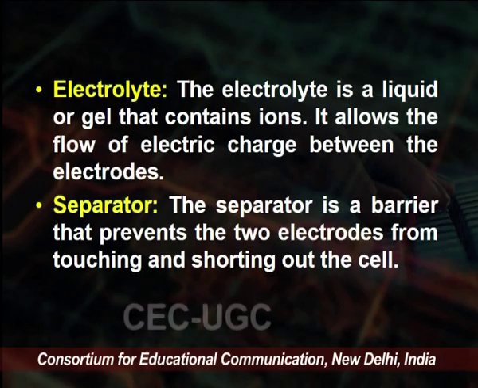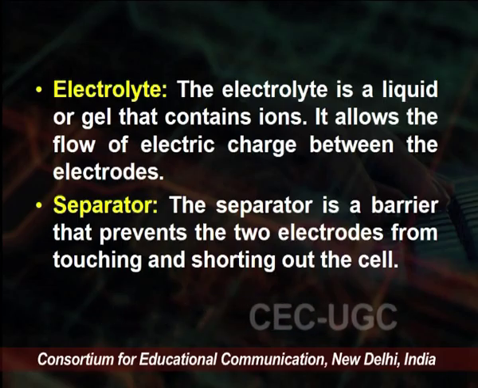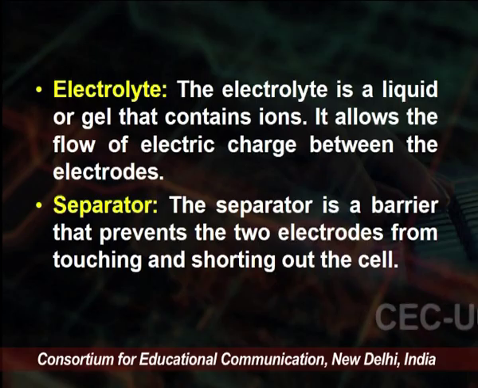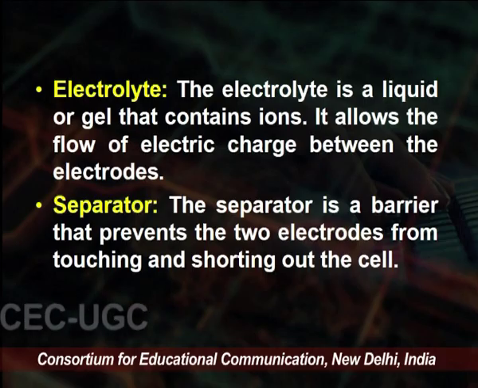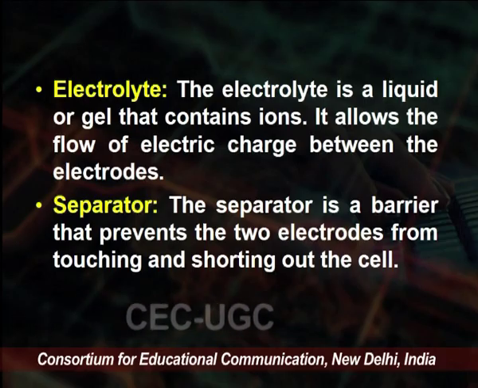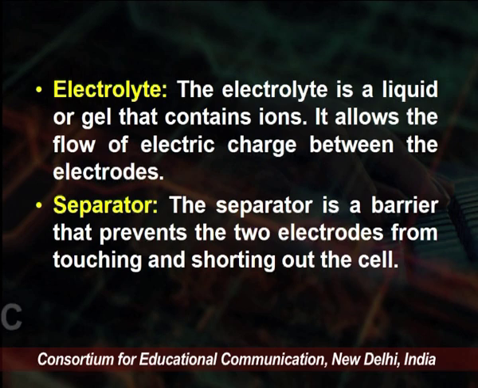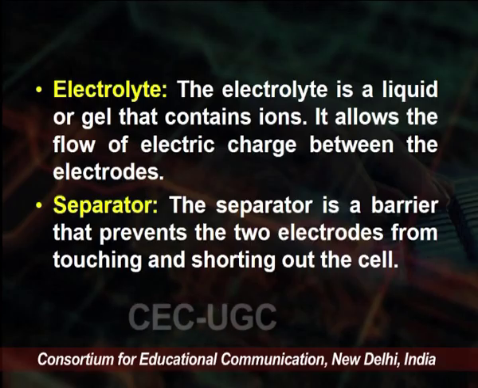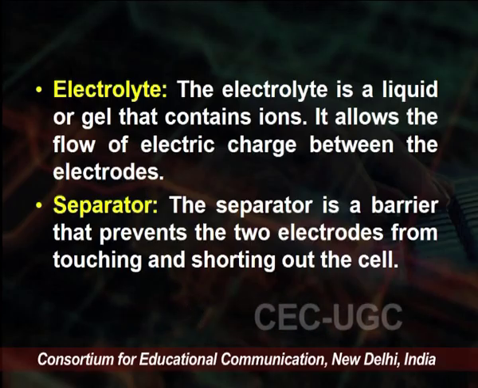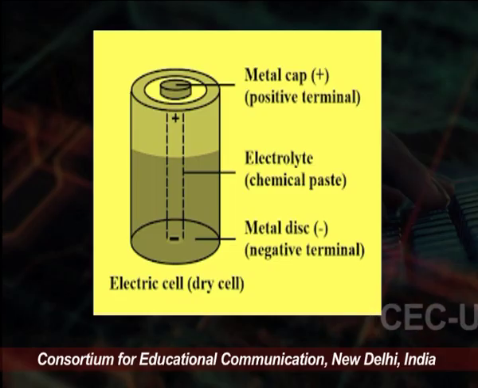There is also a separator. The separator is a barrier that prevents the two electrodes from touching and shorting out the cell. So, the separator is the barrier which prevents the two electrodes from touching, or the shorting of the cell.